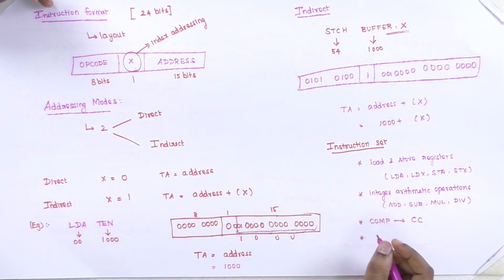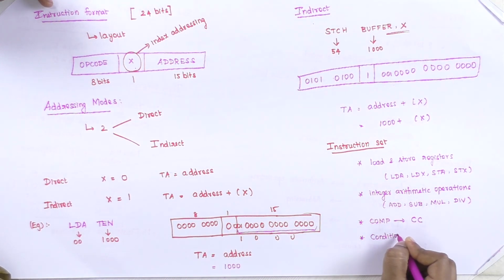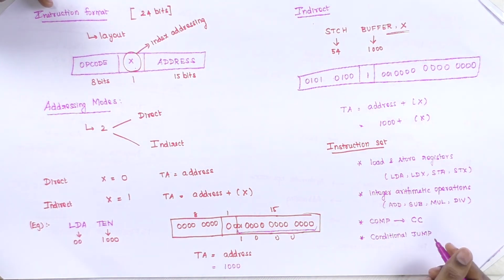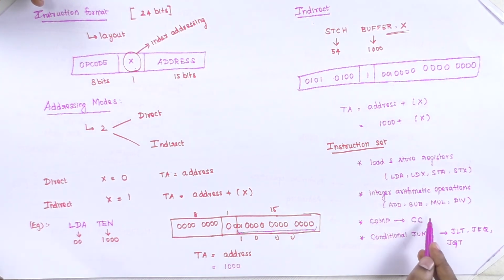Next are conditional jump instructions like JLT, jump less than, JEQ, jump equal to, and JGT, jump greater than. It also will test the value that is stored inside the condition code, and according to the value it jumps to the specific location.